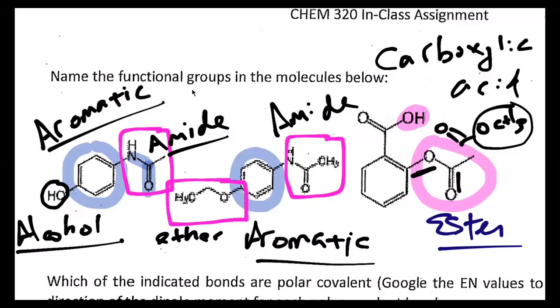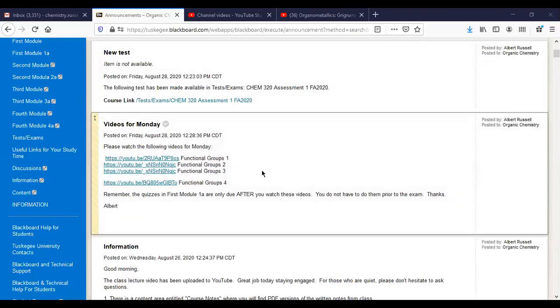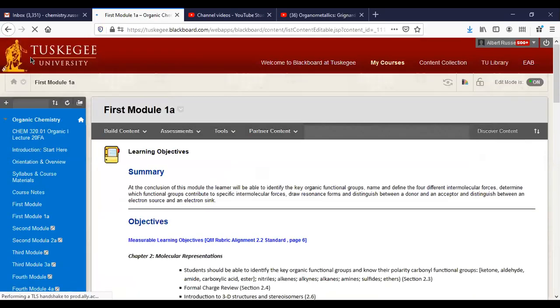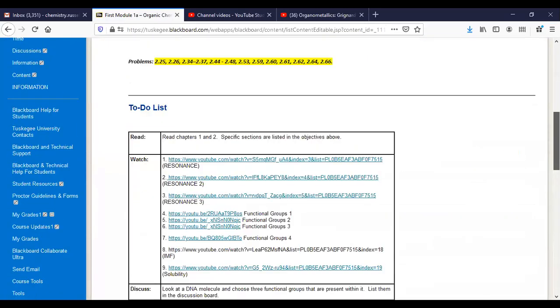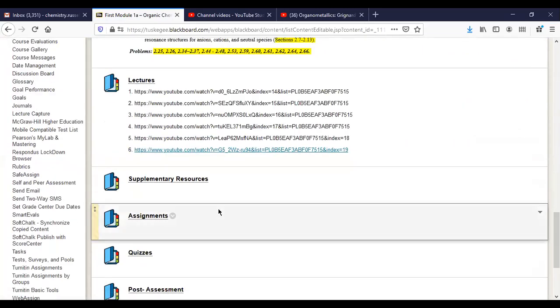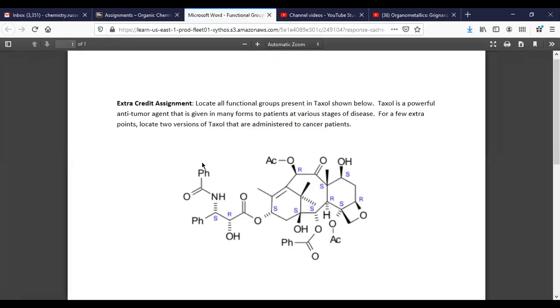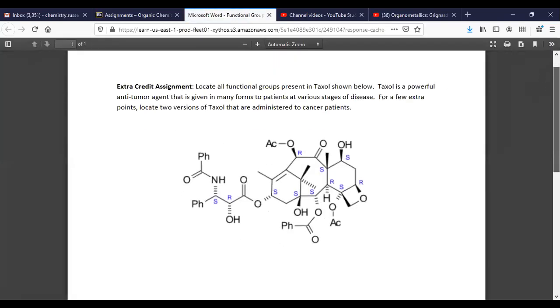Matter of fact, let me do this. Let me see if we can make the stakes higher. That way more people will talk. Let's do this. I'm actually going to go back into that 1A. And there's an extra credit assignment here somewhere. Yeah. All right. Let's look at this group, this molecule.